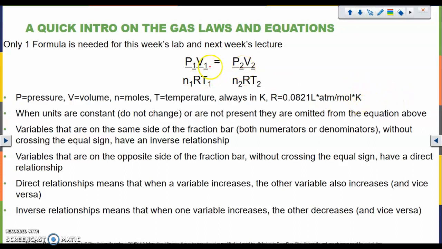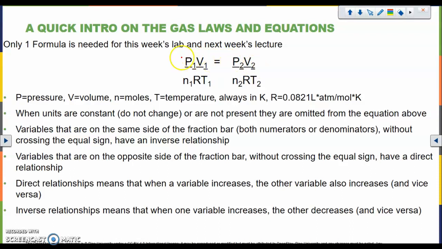Okay? But if the R is not present, you can use any units for pressure or volume, right? Again, the only thing that is set in stone in this case is temperature. Temperature always has to be in Kelvin. So what does all of this mean to you? All you have to do is look at the variables in this case. So we have pressure, volume, initial, and pressure, volume, final.